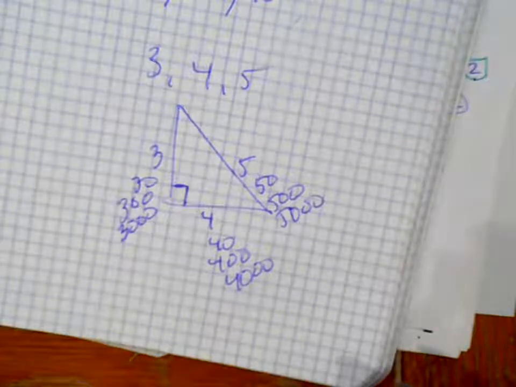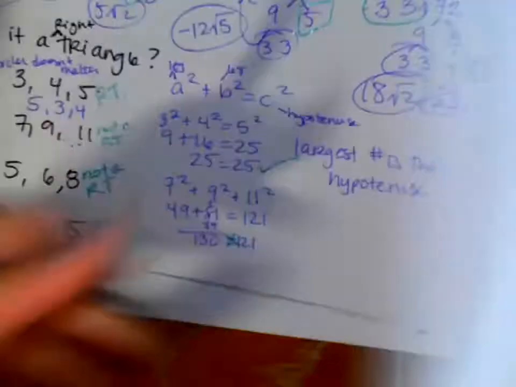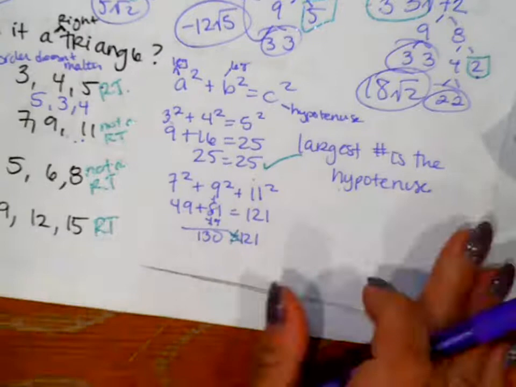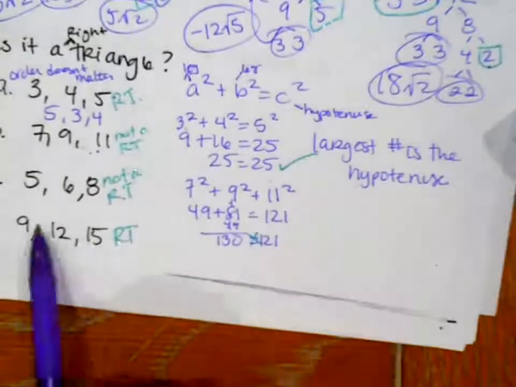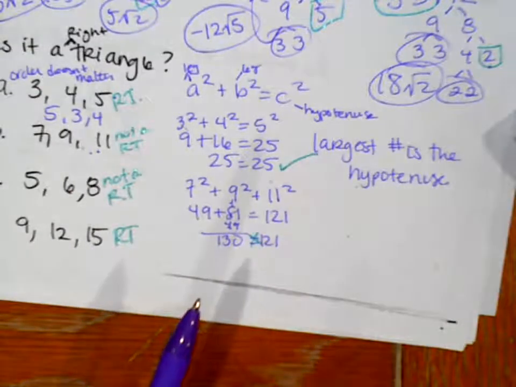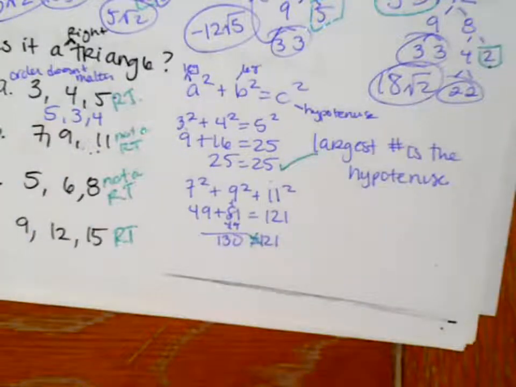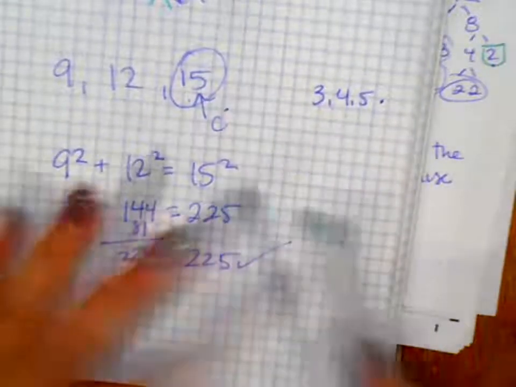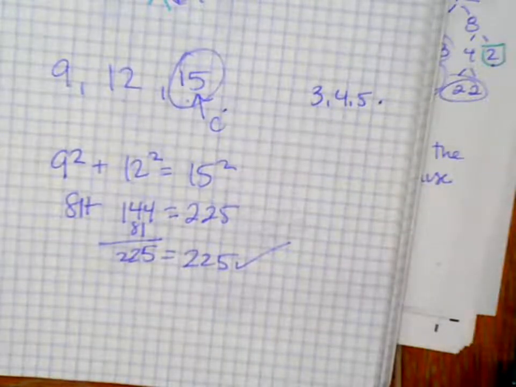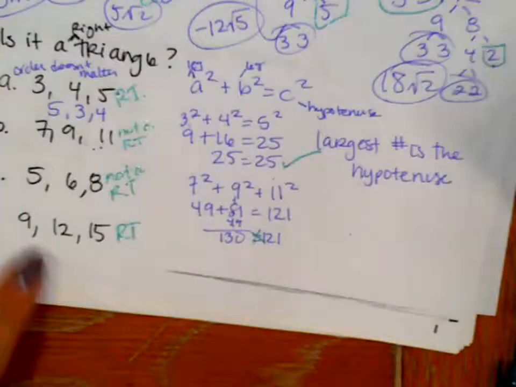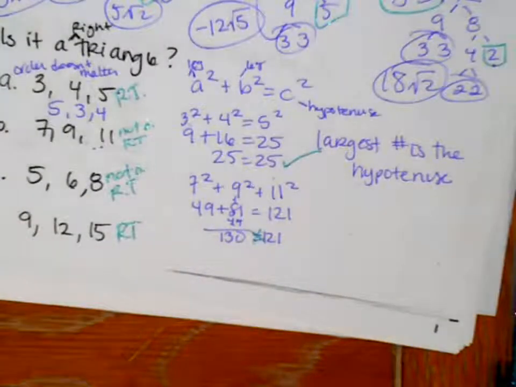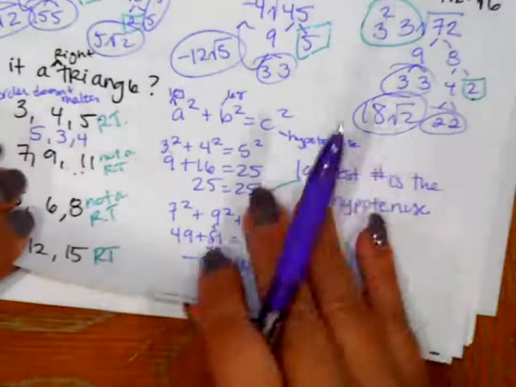Okay, you still don't understand how I got 15? Because that was the problem. The problem was 9, 12, 15. That's where I got 15. So what I did when I did the problem is I just plugged in. Remember, 15 is my largest number, so it's my hypotenuse. I didn't just pull 15 out of nowhere. 15 was the problem.